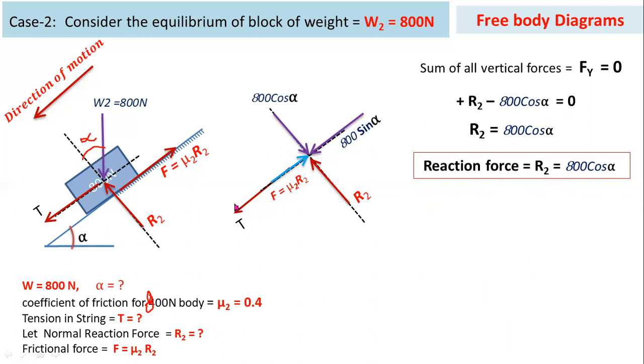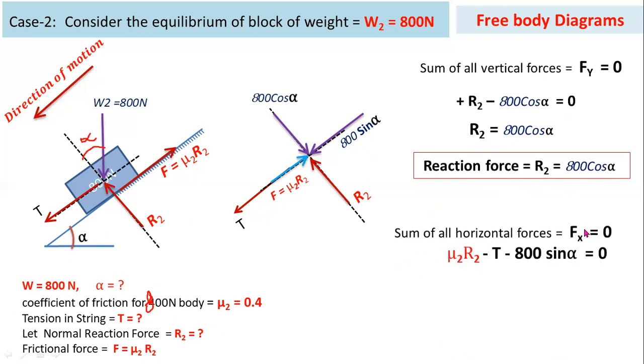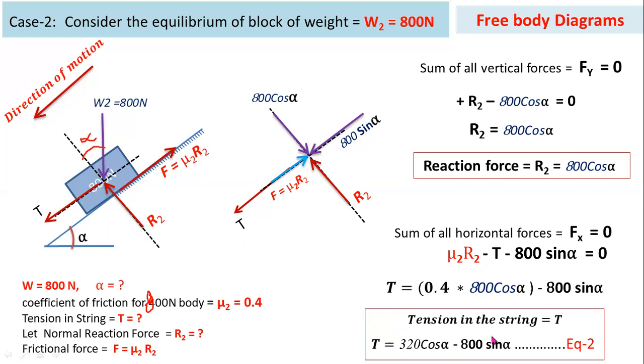For determining the value of tension T, you have to resolve all the forces along the parallel plane. So the sum of all horizontal forces equal to 0. For right side action, you have to consider positive sign. For the left side action, you have to consider negative sign. So plus mu 2 R2 minus T minus 800 sin alpha equal to 0. Now substitute the value of R2 in this equation. Then you will get the tension in the string T equal to 320 cos alpha minus 800 sin alpha. That is equation number 2.